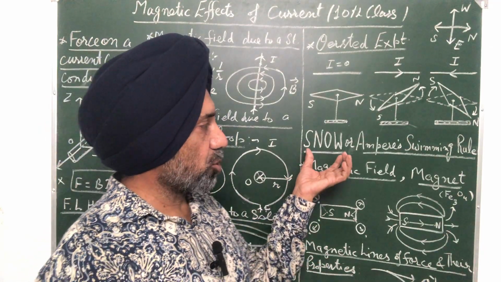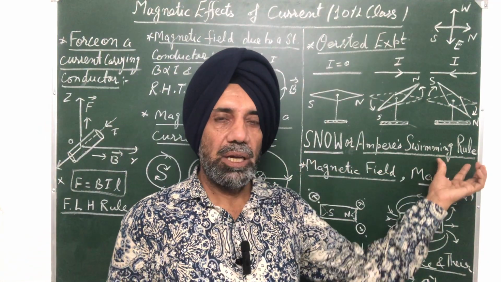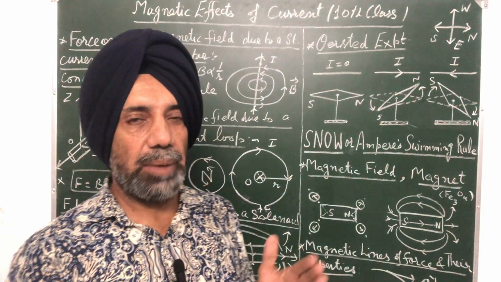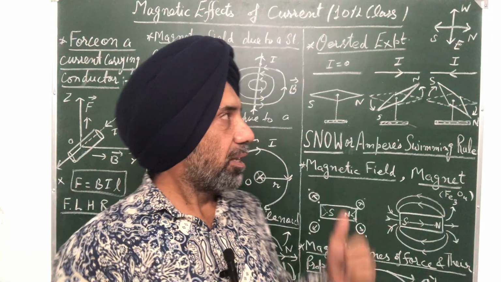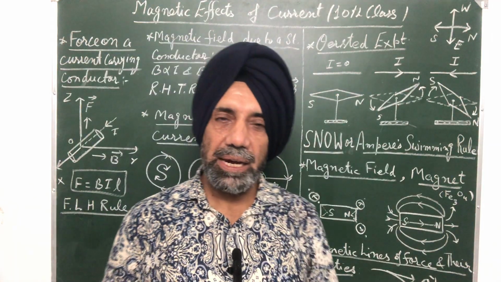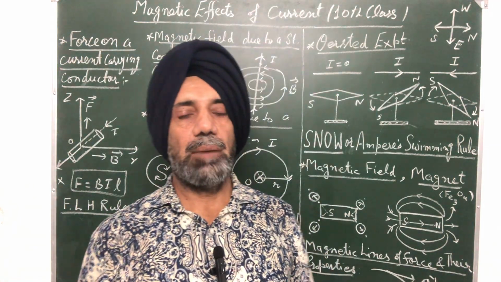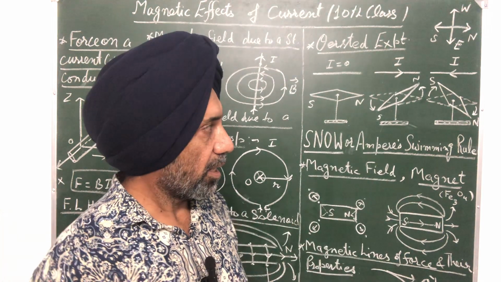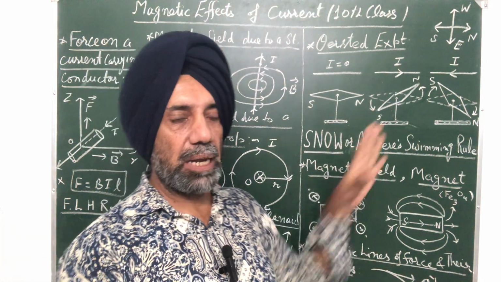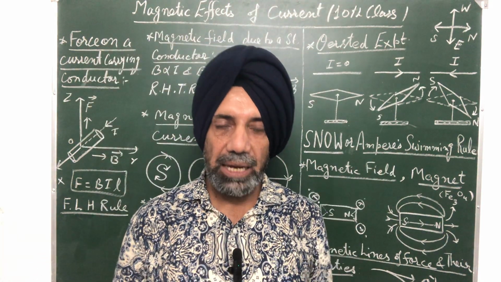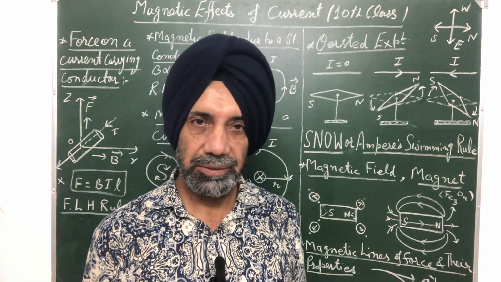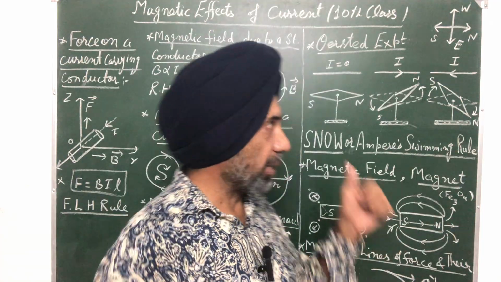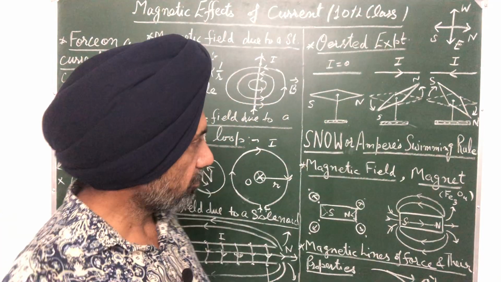So word SNOW and Ampere's swimming rule is used to remember the direction of deflection of the magnetic needle when current is passed through a wire placed above the needle. And this experiment proves that any wire carrying current produces magnetic field around it. So this is magnetic effect of current.